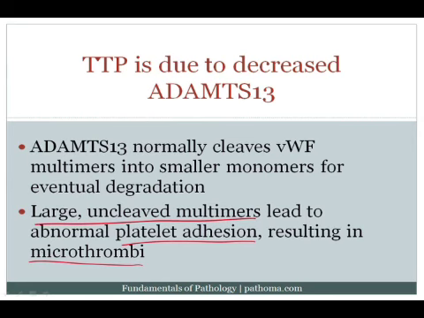Again, you recall that adhesion is the step in which platelets use GP1B to bind von Willebrand's factor to stick to the blood vessel. Now, we could then ask the question, why? What's causing this decrease in ADAMTS13? And the answer is that you can get a genetic defect in which you have a decrease in ADAMTS13, but the more common reason is that you produce an autoantibody against ADAMTS13, which then results in destruction of ADAMTS13.